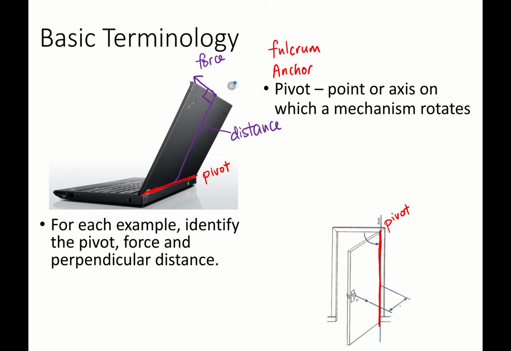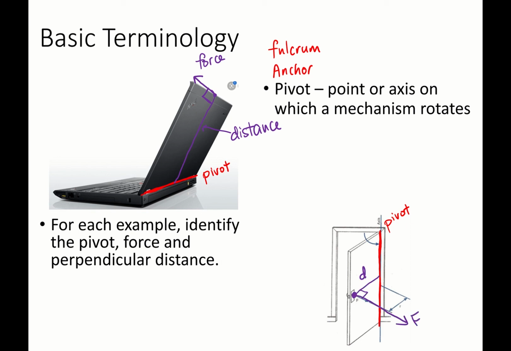How about the door? Well, the door is a little bit more straightforward. When you want to pull the door, you pull along the handle, and the handle is always located at the other end from where the hinge is, which I circled in purple. This is where you exert the force to open the door, and this is the perpendicular distance.